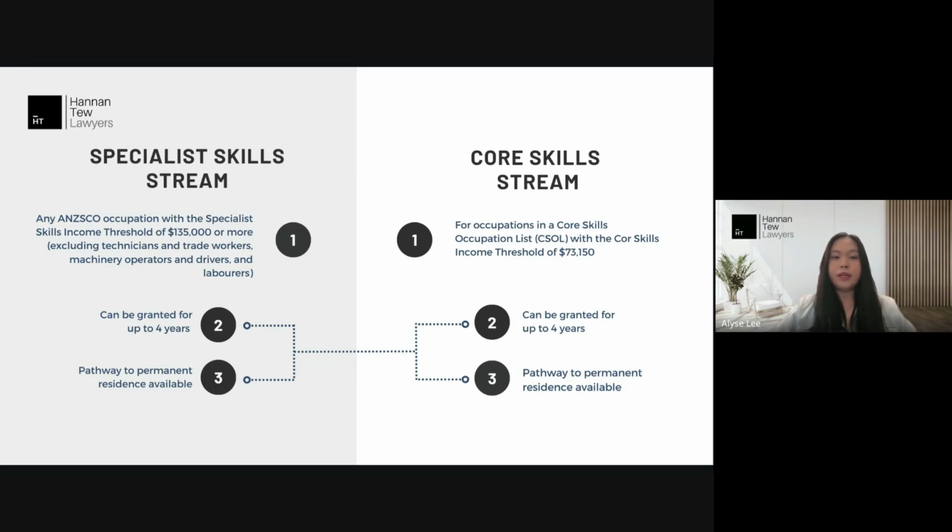occupation. For the core skills stream, these are eligible for occupations that are listed on the core skills occupation list, or the CSOL. They will need to have an income above $73,150, which is the current core skills income threshold. So both of these streams can be granted for up to 4 years and can lead to employer-sponsored permanent residency, which is through the Employer Nomination Scheme, Subclass 186 visa program.